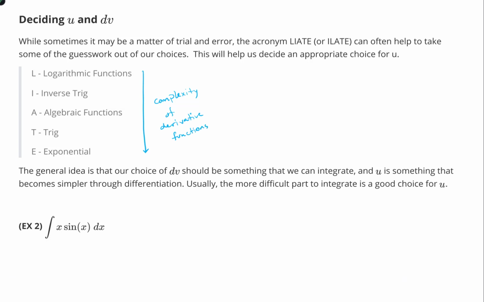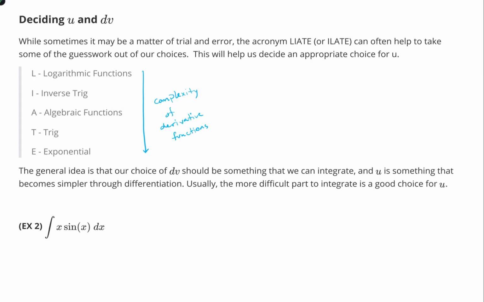Okay, so logarithmic functions, when you differentiate those, they go from being a logarithm, which is a complex function, to a rational, which is less complex. And so that's a good thing. That makes the next integral that you'll have to do easier to do, hopefully. Inverse trig, the same sort of thing happens. You go from a transcendental function, and when you integrate it, it generally turns into something that's transcendental or possibly involves a square root. But regardless, it's much less complex than an inverse trig.